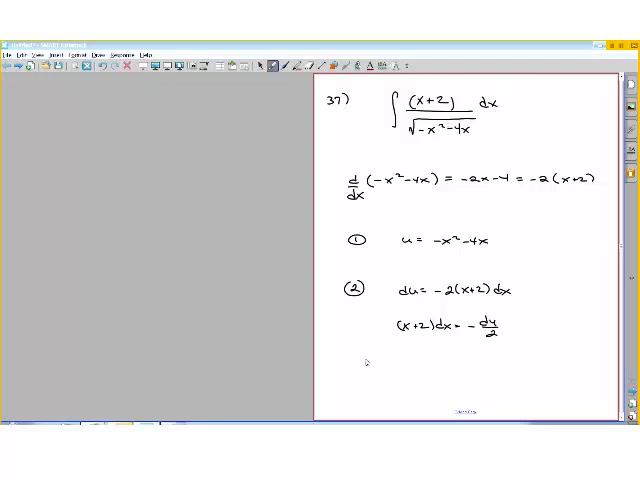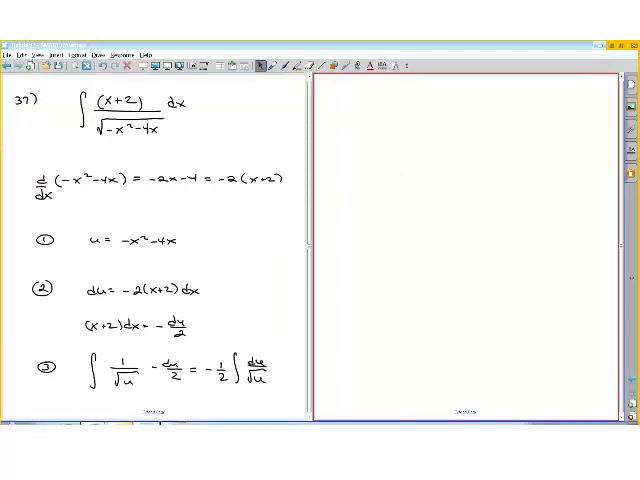This becomes u. So the third step is to rewrite the original equation. And so the numerator becomes negative du over 2. So let me just put that back, negative du over 2. And the denominator becomes the square root of u, which is the same as negative 1/2 the integral of du over the square root of u. So this is just a power rule problem.